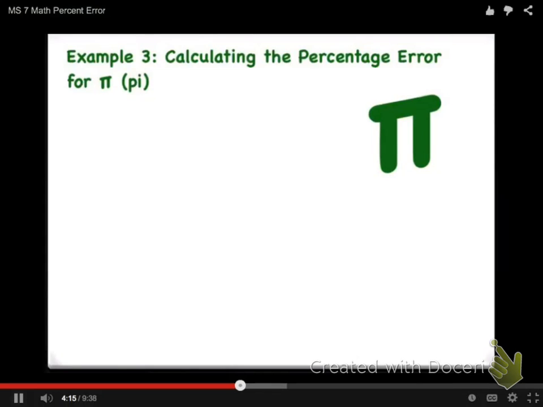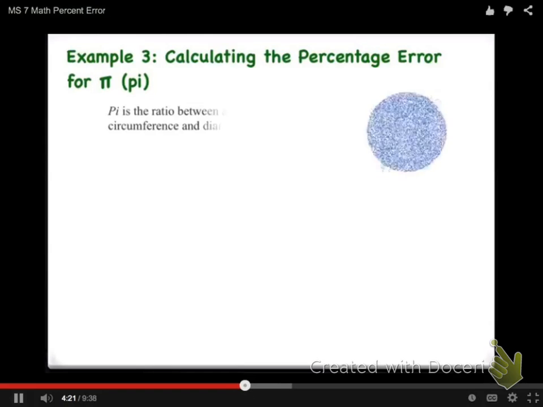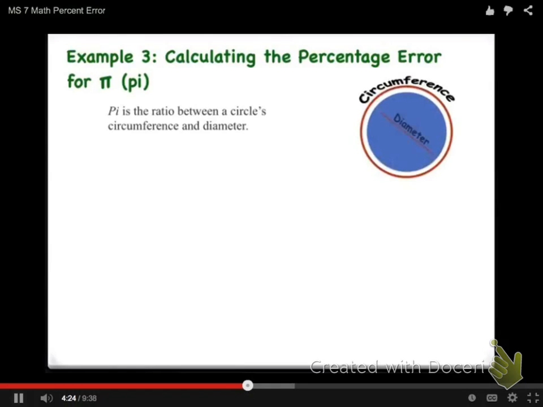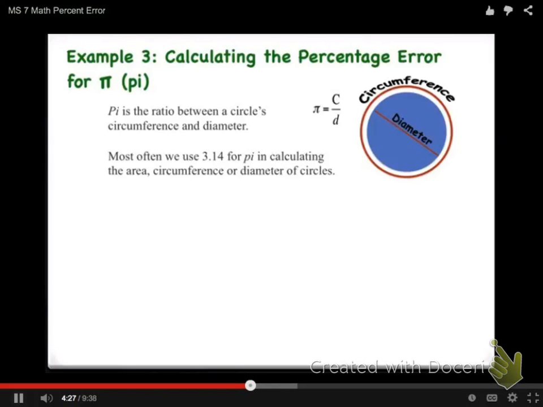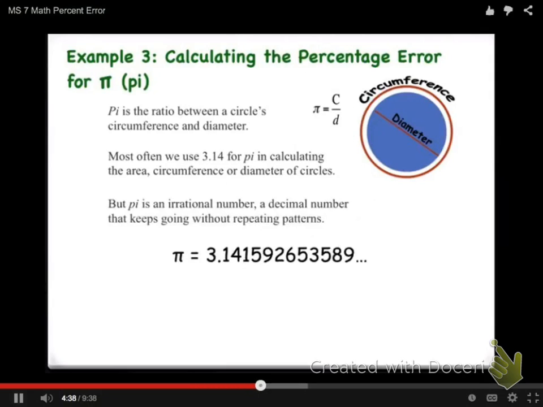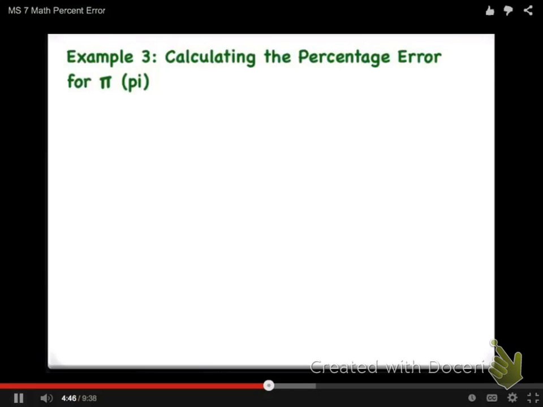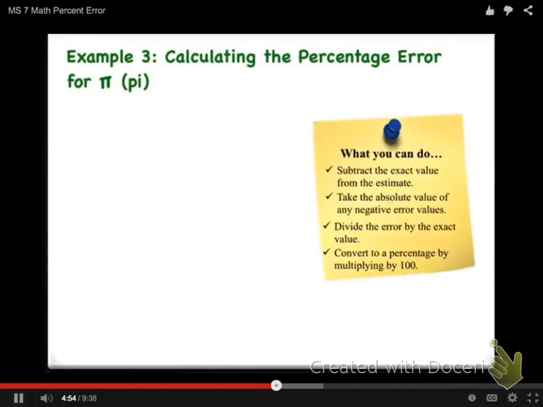Example 3 takes a look at the percentage error for pi. Recall that pi is the ratio between a circle's circumference and its diameter. Most often, we use 3.14 for pi in calculating the area, circumference, or diameter of circles. But pi is an irrational number, a decimal number that keeps going without any repeating patterns. What is the percent error for when we use 3.14 for pi instead of a longer decimal number? Let's take a look at the steps we will follow.